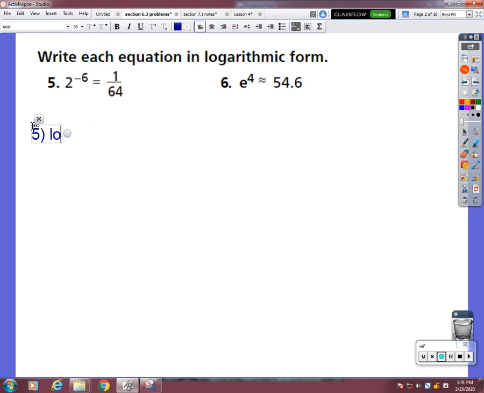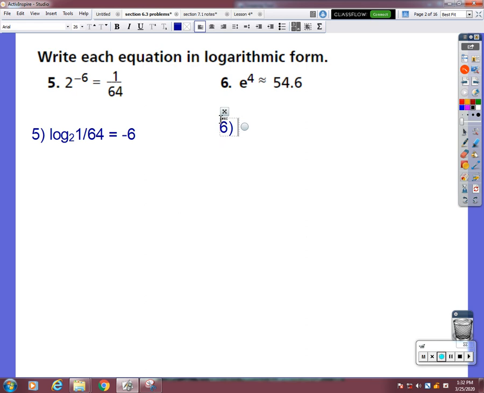Alright, so now we're just doing some simple rewriting in logarithmic form. So number 5, we're going to rewrite this as log base 2, because the base of the exponent becomes the base of the log, and then these two numbers get switched. So it's log base 2 of 1 over 64 equals negative 6. And so this is an example of the property we were just talking about. 2 to the negative 6 is not negative 64, it's 1 over 64.